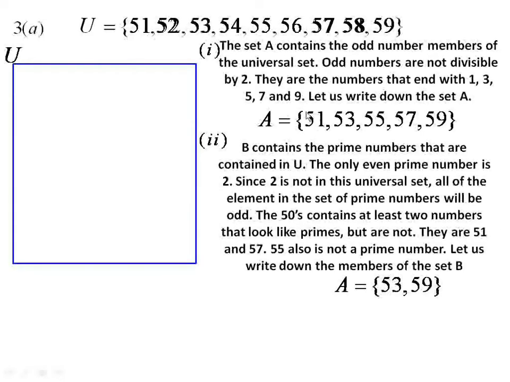B, 53 and 59 alone. We are saying that 51 is not a prime number, 55 does not look like one, and also 57 is not a prime number. So the only prime numbers are 53 and 59.